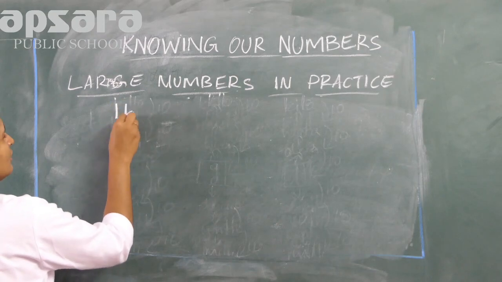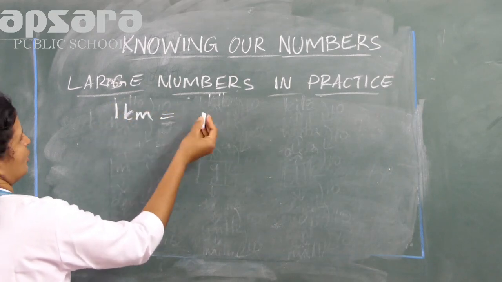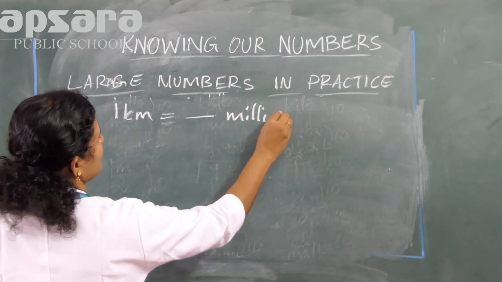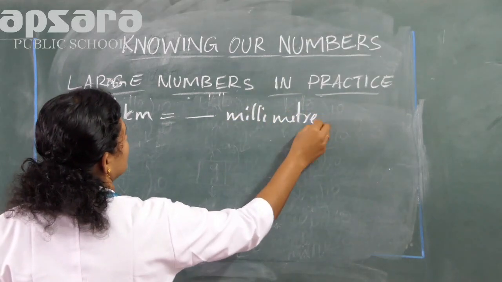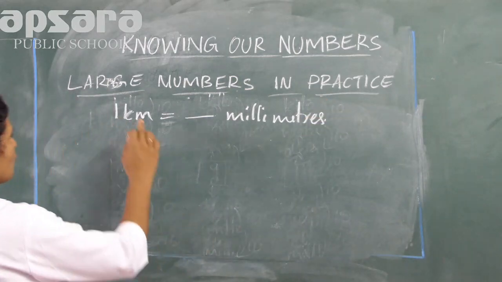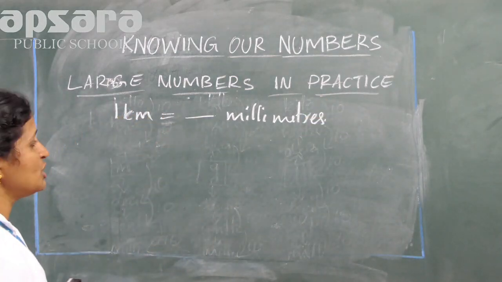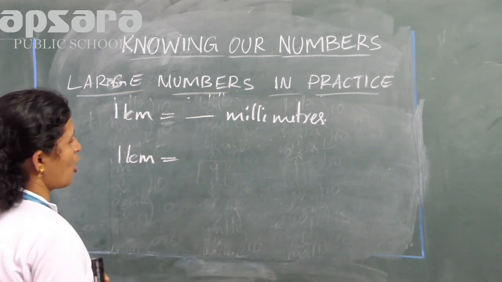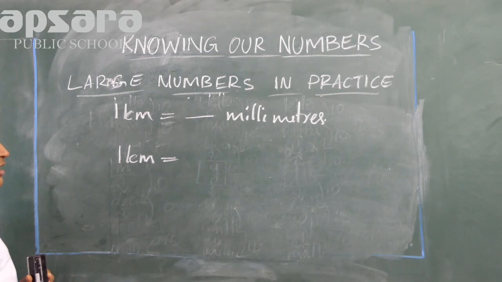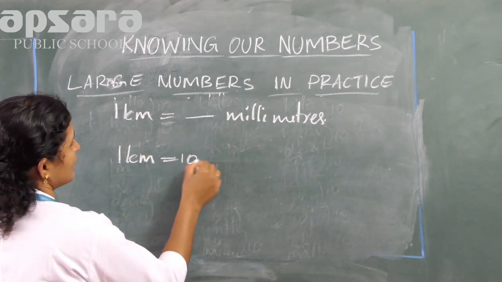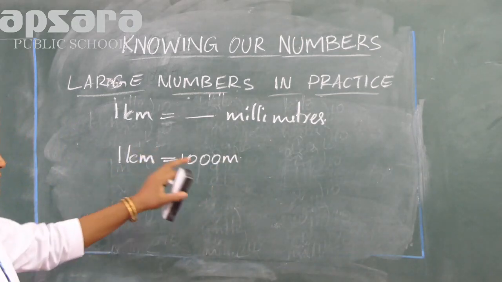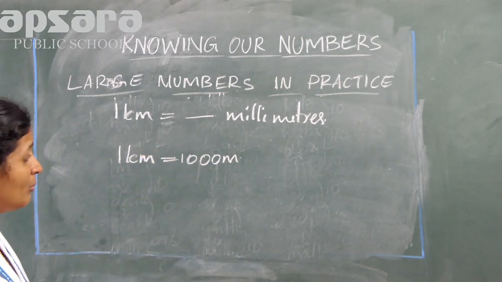1 kilometer is equal to dash millimeters. Okay, first you convert kilometer to meter. 1 kilometer is equal to kilometer to meter, how many steps? 3 steps. So 10 into 10 into 10, 1000 meter. So 1 kilometer is equal to 1000 meter.